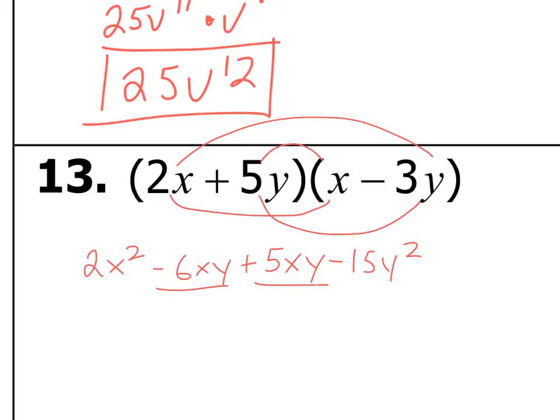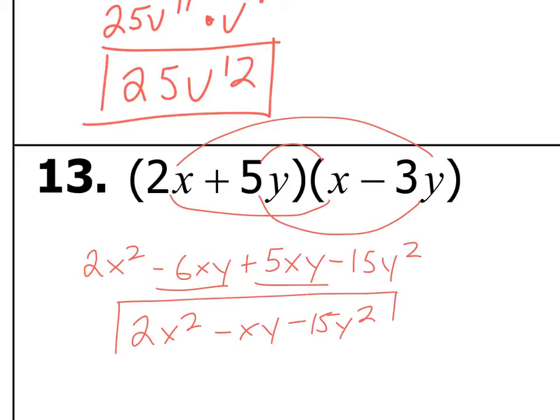We have two like terms here that we would combine, so this would be 2x squared minus xy minus 15y squared. And you don't need to do this, but just for practice, this would be a second degree trinomial.